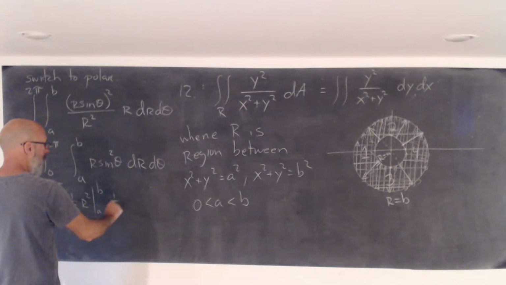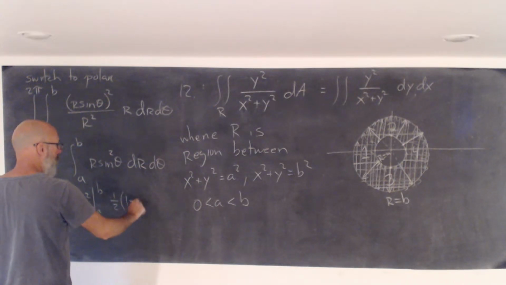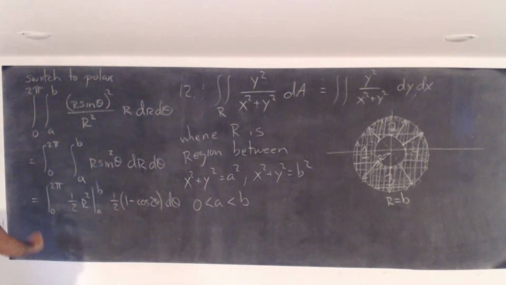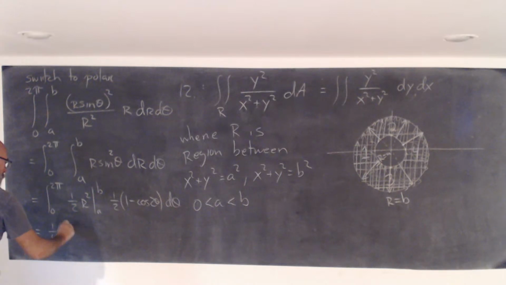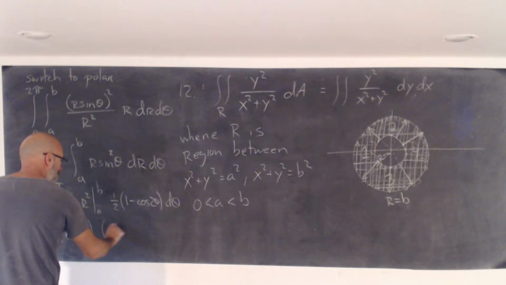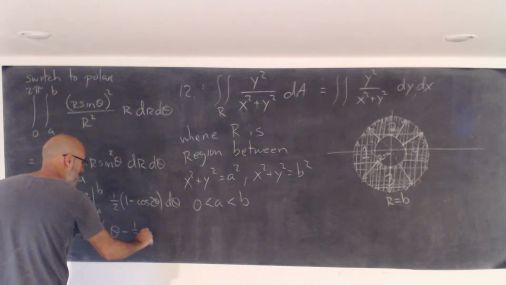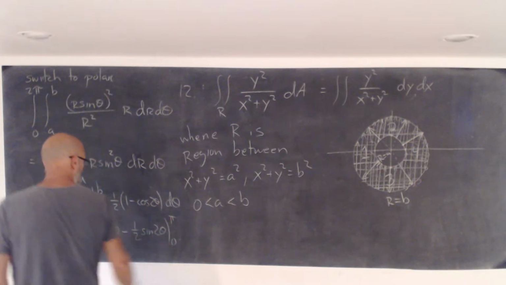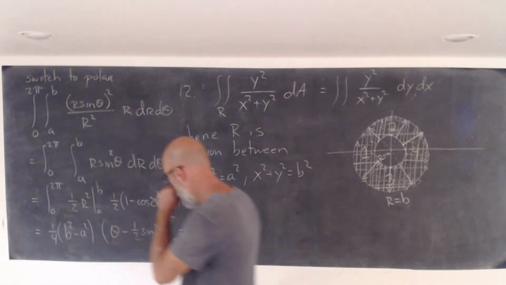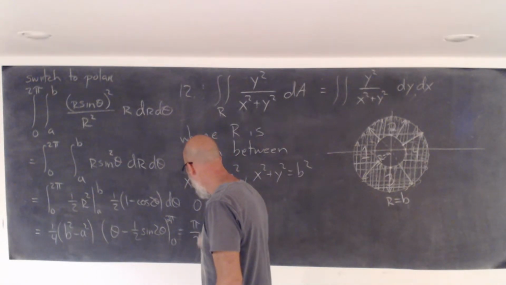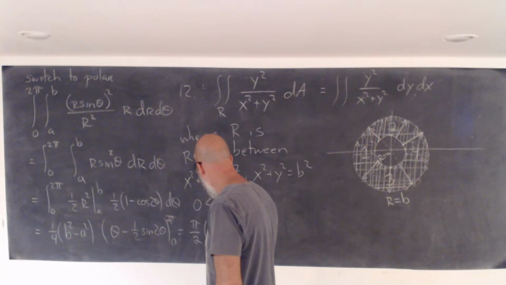Sine squared is 1/2 times 1 minus cos 2 theta. So this is 1/4 times b squared minus a squared. Antiderivative of this, theta minus 1/2 sine 2 theta, between 0 and 2 pi. And that is pi over 2 times b squared minus a squared.